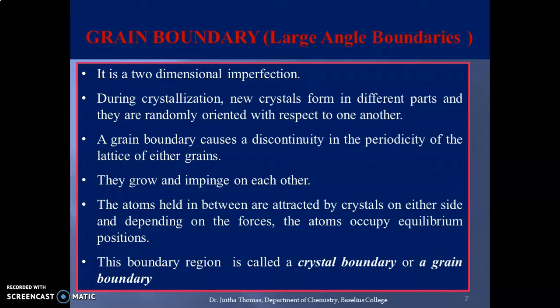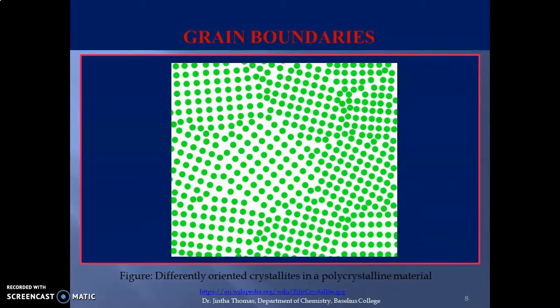So what is a crystal boundary or a grain boundary? The boundary between two closely spaced crystals or grains that separates them is known as a grain boundary or a crystal boundary. In this figure, you can see differently oriented crystallites in a polycrystalline material. You can see different parts of perfect packing, and then you can see the boundaries where the perfect packing is lost and there occurs an imperfection, which is called the grain boundary.